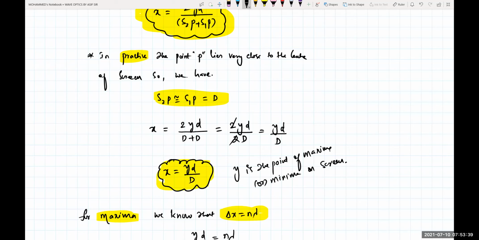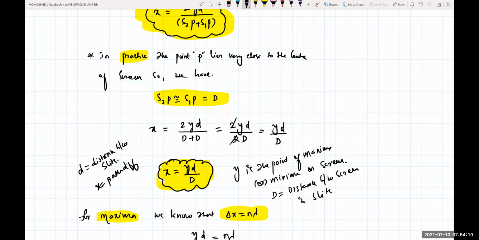Okay, what is capital D, beta? Capital D is the distance between screen and your slits. Small d is what, beta? Small d is the distance between slits. And X is nothing but path difference. So the path difference formula is X equal to Y into small d divided by capital D.